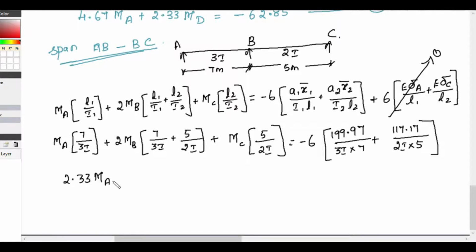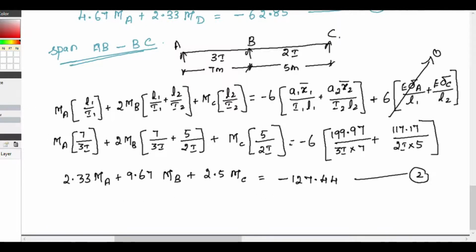2.33 MA plus 9.67 MB plus 2.5 MC is equal to minus 127.44, equation number 2.